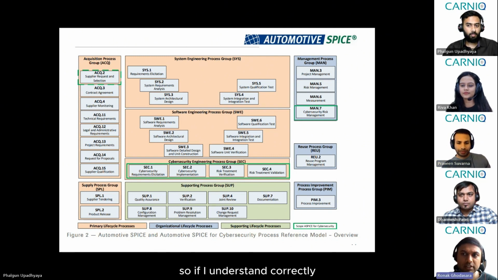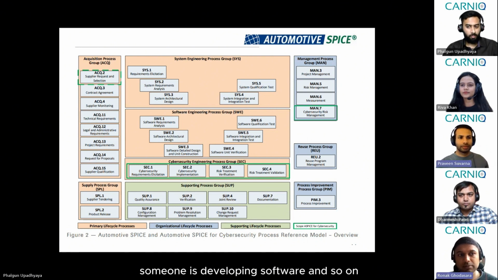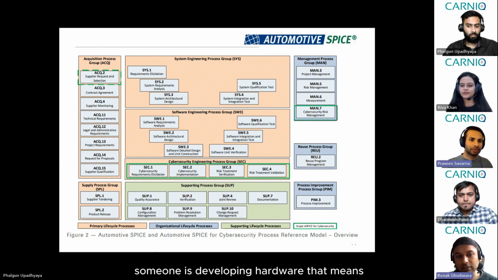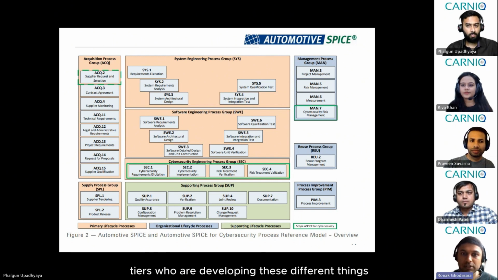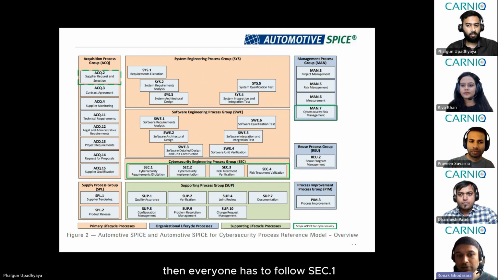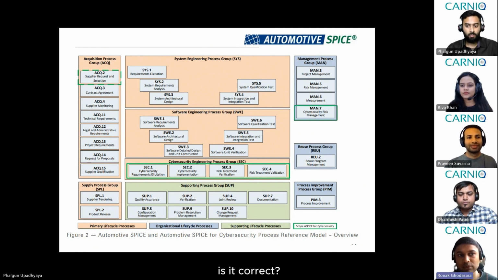So, if I understand correctly, if we talk about SEC1, generally we have different tiers, right? Someone is developing the system, someone is developing software, someone is developing hardware, and so on. That means if my complete project is divided into different tiers developing these different things, then everyone has to follow SEC1, or implement SEC1, assess, and so on. Everyone has to do that. Is it correct? Exactly, exactly.